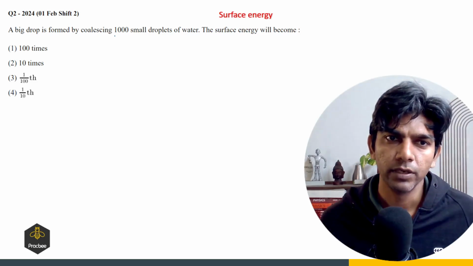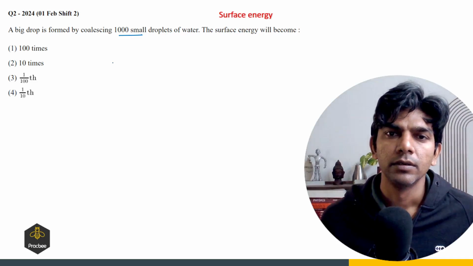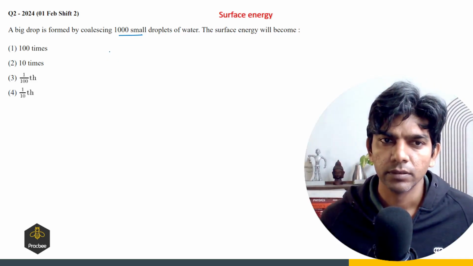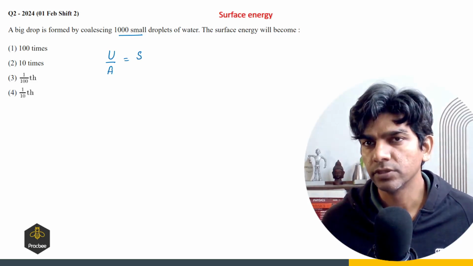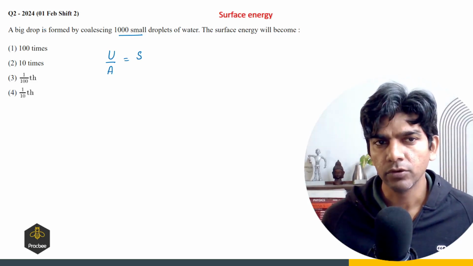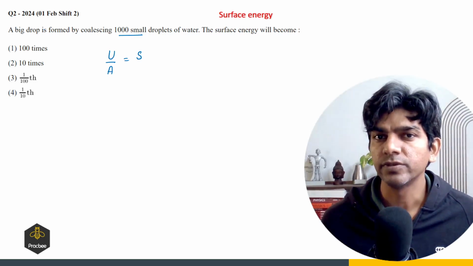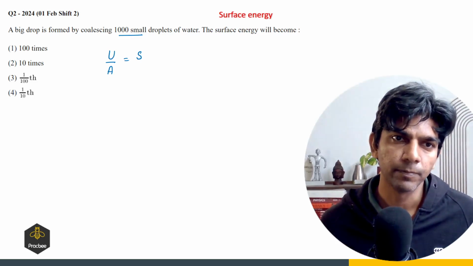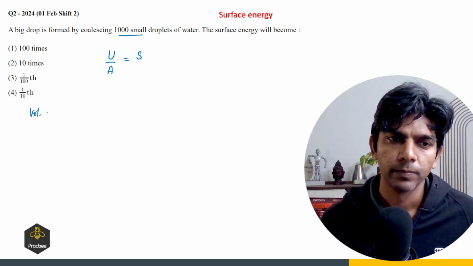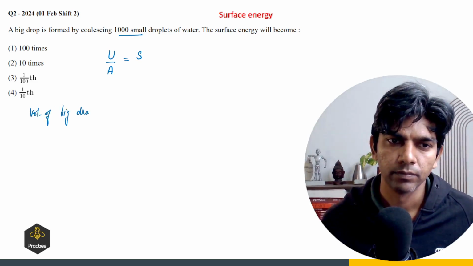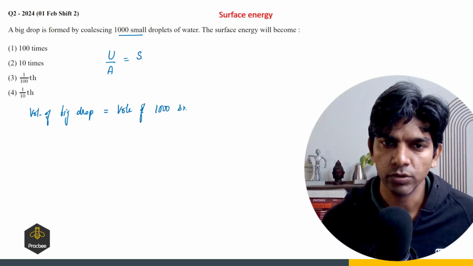A big drop is formed by coalescing 1,000 small droplets of water. The surface energy will be. So we know that surface energy per unit surface area is surface tension, right? So we are going to use this concept. And if a big drop is formed by coalescing small drops, the total surface area will decrease and the surface energy will also decrease. So here what we can do, in such questions we can conserve volume. So volume of big drop is equal to volume of 1,000 small drops.